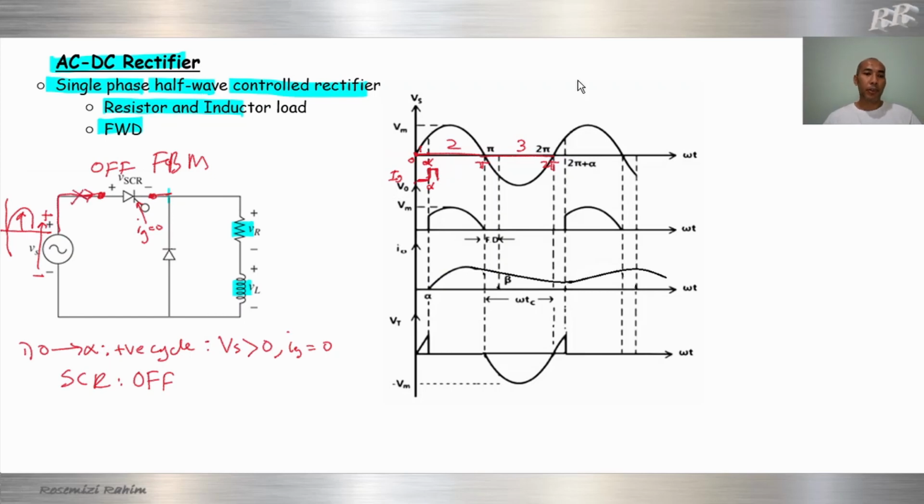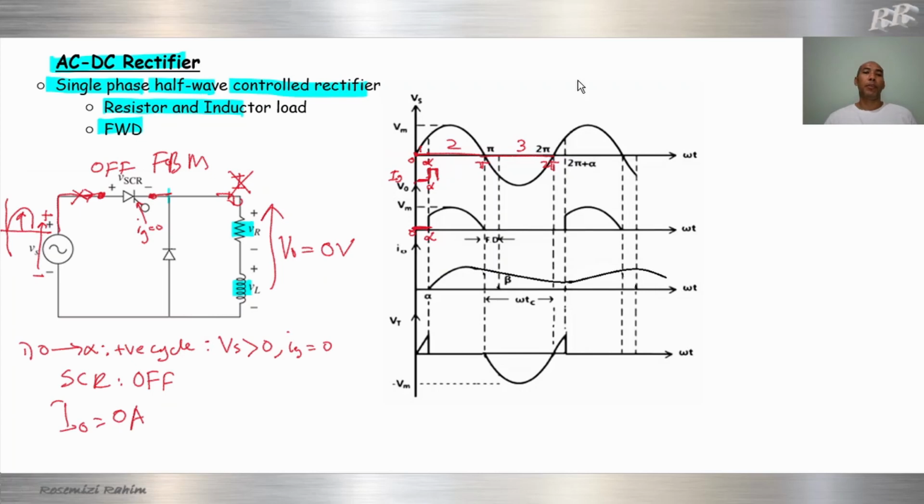So when current cannot flow, I equals 0 ampere. When there is no current here, that means there will be no voltage here. No voltage drop due to no current flow. So our output will be 0 volt. We can say this is our output graph. From 0 to alpha, 0 volt.